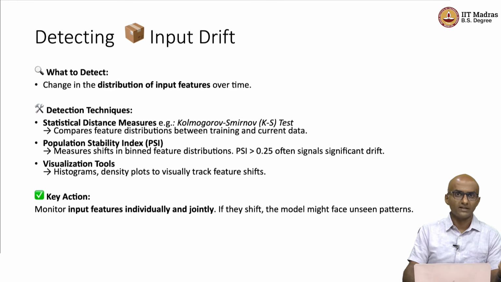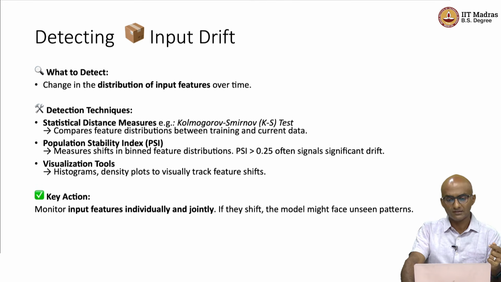One of the most common techniques is using statistical distance measures. There's a classical technique called the Kolmogorov-Smirnov test. Basically, you compare the feature distribution between the data that was used for training your model at that time, like maybe 6 months ago, versus the current data. And if those feature distributions have changed significantly, it's time to do something about it.